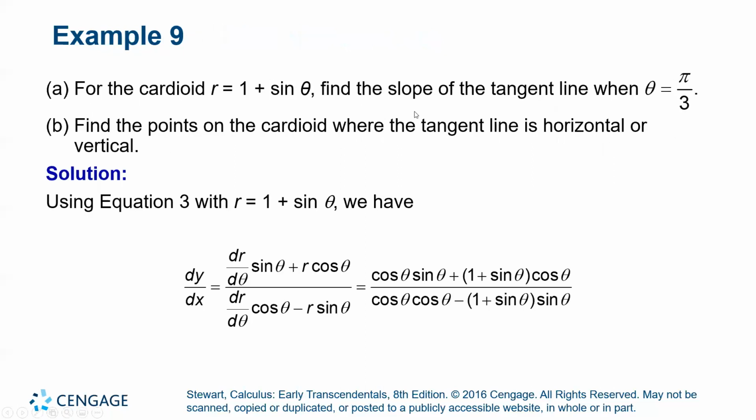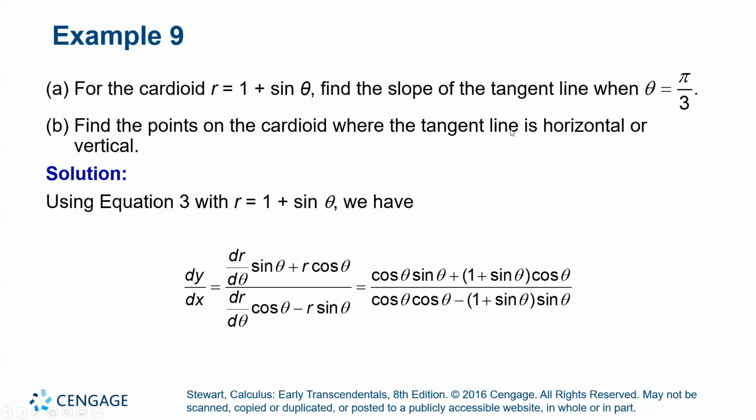So let's look at the example we discussed in the second video. Remember, 1 plus sine theta creates that upside down heart shape that we call a cardioid. So let's use that same polar equation and try to find the slope of the tangent line when theta is pi over 3. And then in part B, they want us to find all the points on the graph itself where the tangent line is horizontal or vertical.